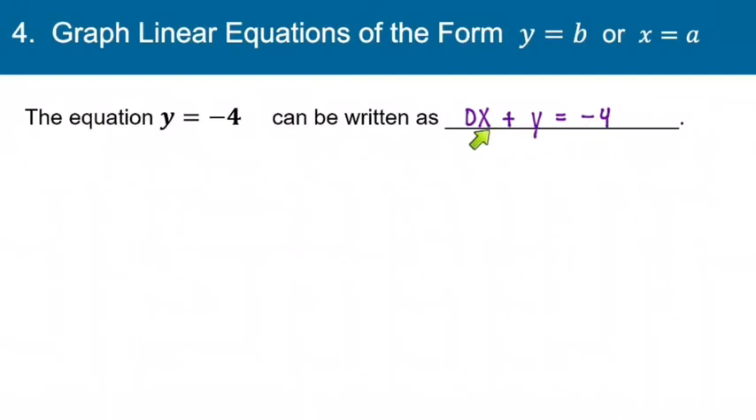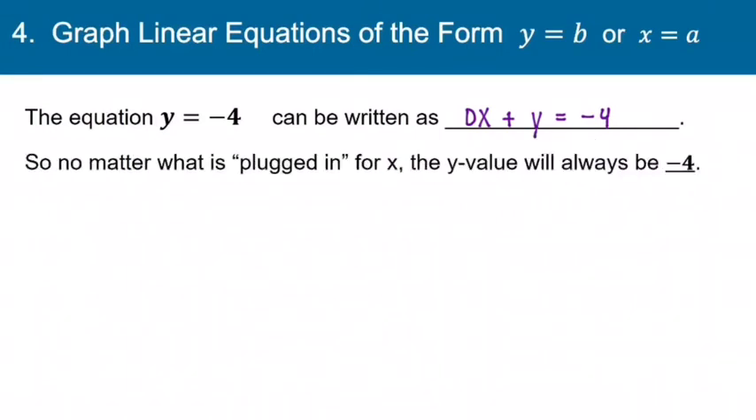When you look at the equation this way, you can see that because of the 0 coefficient, no matter what we plug in for x, this term is always going to be 0. And so every number we plug in for x gives us the same y value. We'll always get y equals -4. So no matter what's plugged in for x, the y value will always be -4.